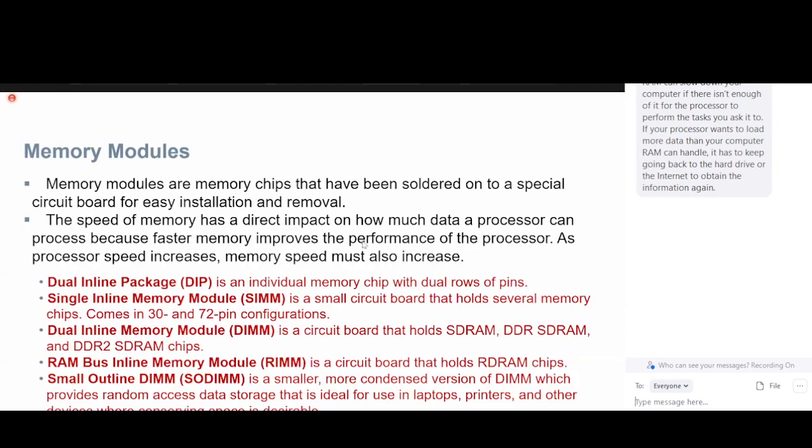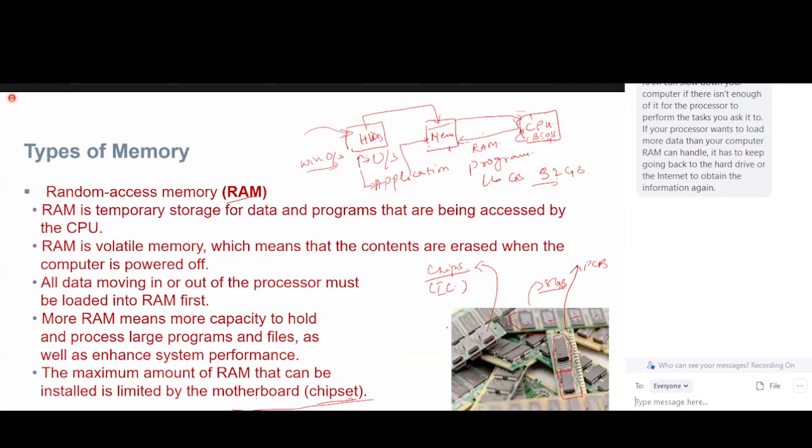So memory modules are memory chips that have been soldered on a special circuit board for easy installation and removal, as I just mentioned in the earlier slide. Those are the memory modules, or sometimes we call them memory banks. This is soldered memory. You see the golden colored lines, silver colored lines. Those are the soldering and connections.